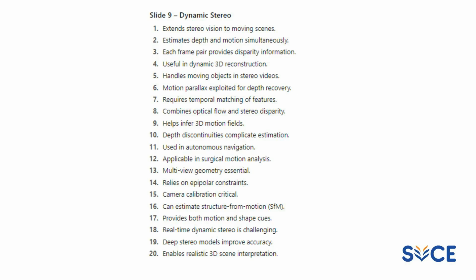So these are some of the points we have covered. It extends stereo vision to moving scenes. It estimates depth and motion simultaneously. Each frame pair provides us disparity information, which is useful in dynamic 3D reconstruction and handles moving objects in stereo videos. Motion parallax is exploited for depth recovery. It requires temporal matching of features, which combines optical flow and stereo disparity, which helps to infer a 3D motion field.